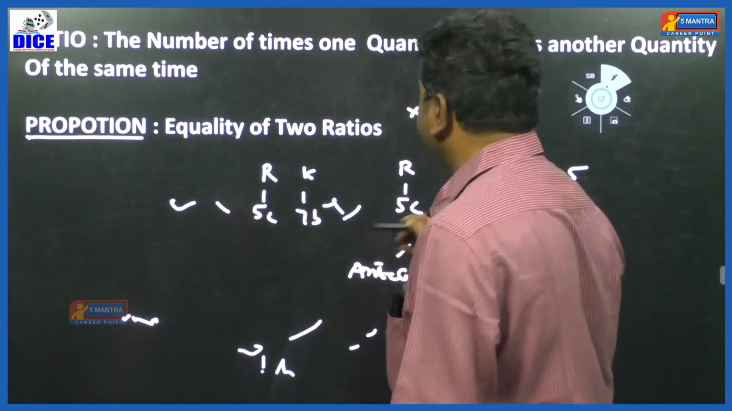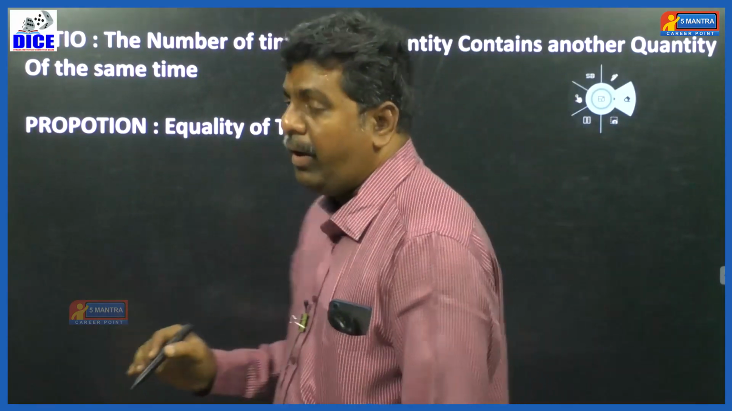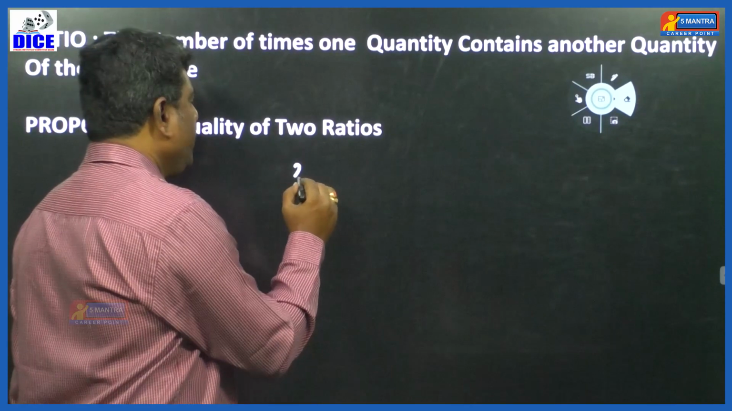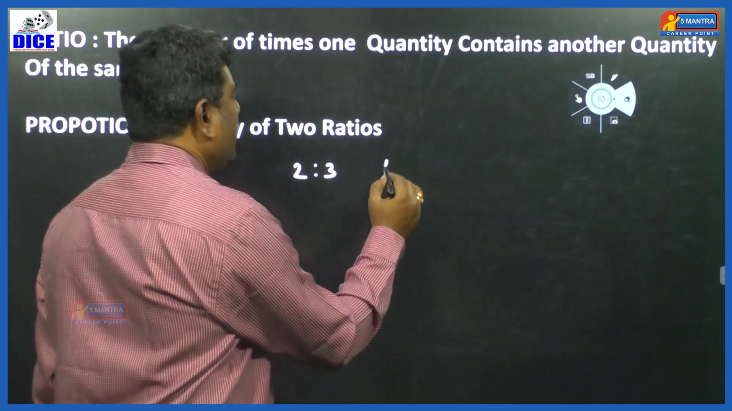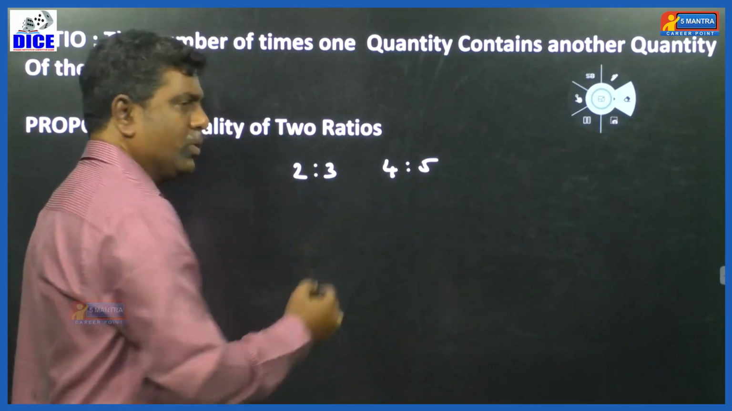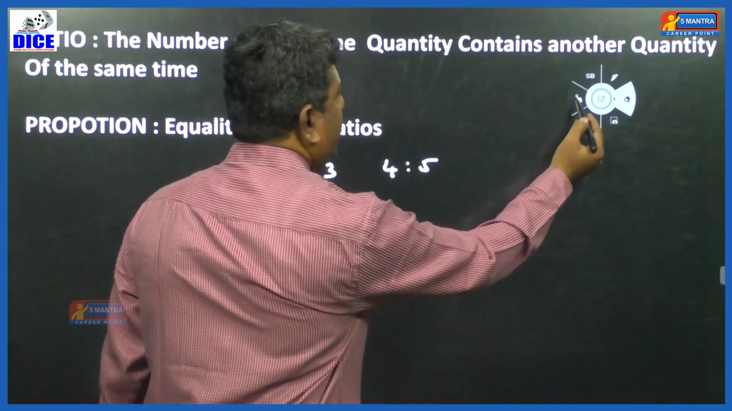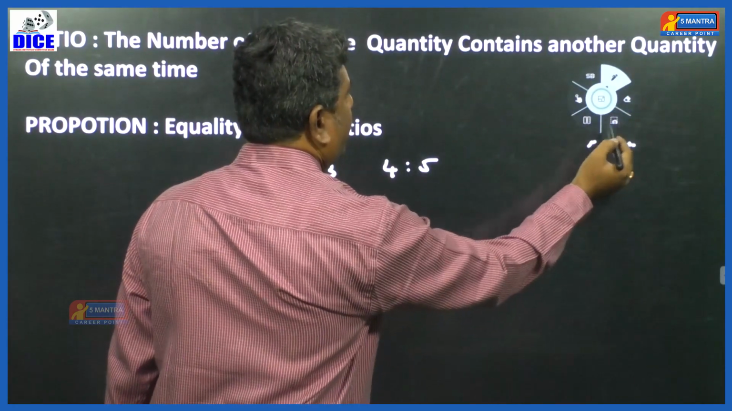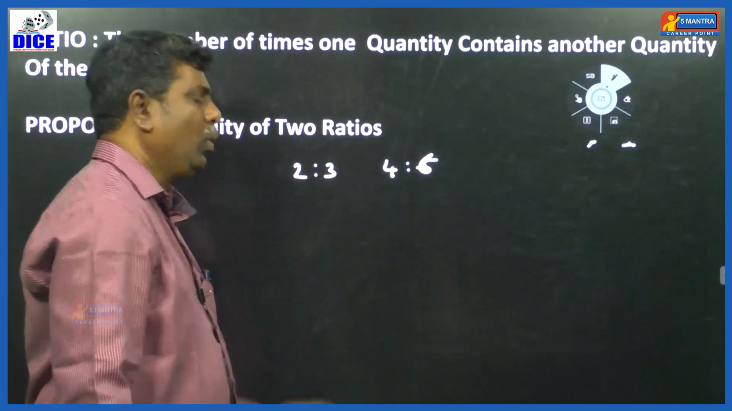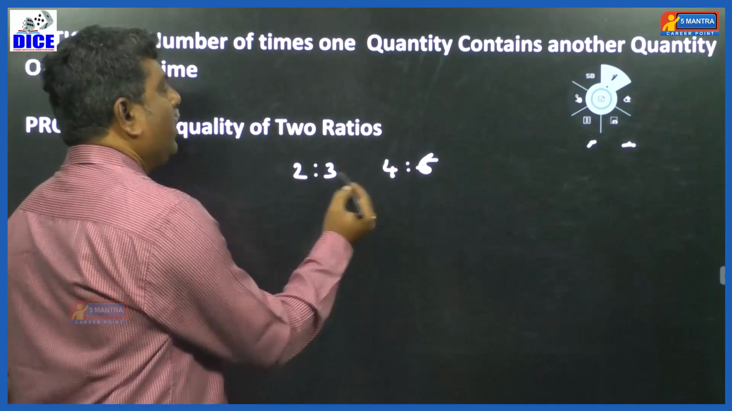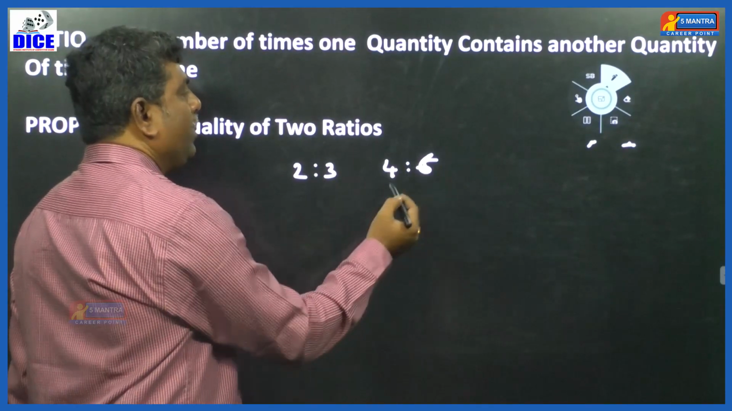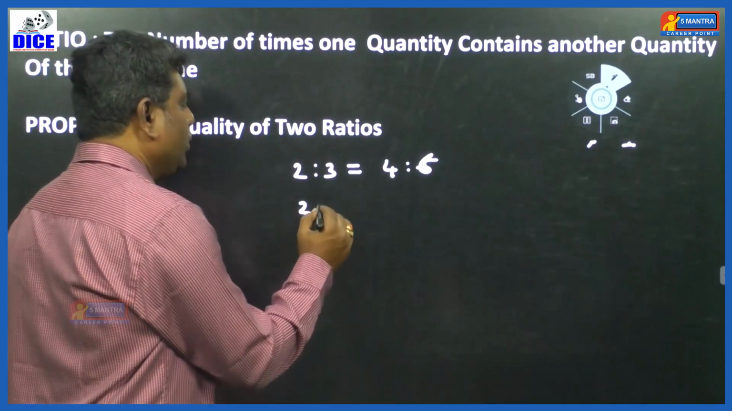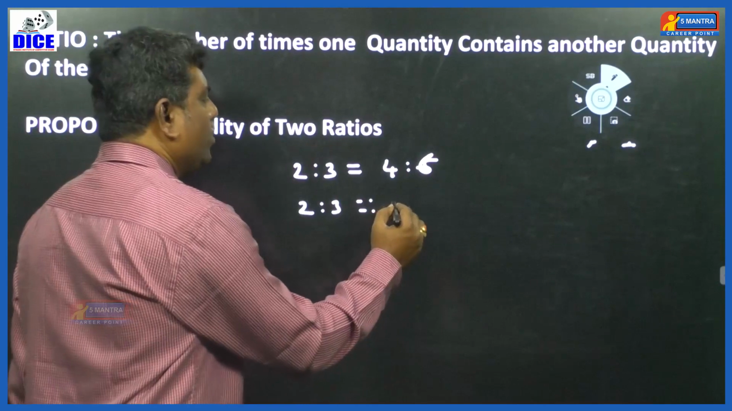What is the meaning? Suppose a small example on proportion. One ratio is 2:3, and the other ratio is 4:6. These two are equal ratios, because if you divide 4:6 by 2, it becomes 2:3. Therefore, these two are equal. In proportion, we write it like this: 2:3 :: 4:6.